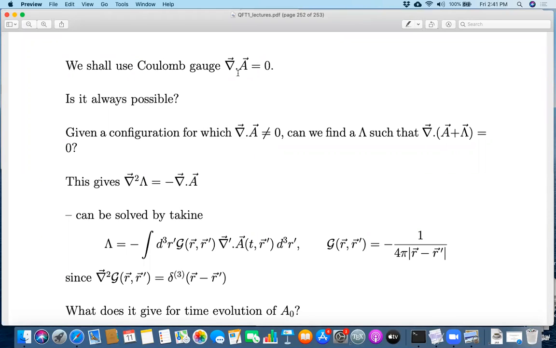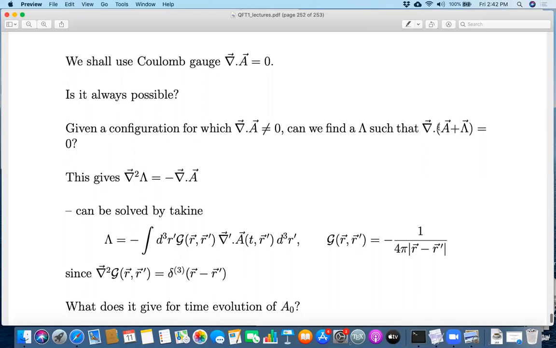First, you have to check if this is always possible. That is, is it always possible to choose divergence of A equal to 0? What does that mean? Suppose you are given a configuration where the divergence of A is not equal to 0. Can you find a lambda so that the new A that we get, sorry, this is wrong. This should be the divergence of A plus gradient of lambda, not divergence of A plus lambda. So A plus gradient of lambda will be the new spatial components of A.